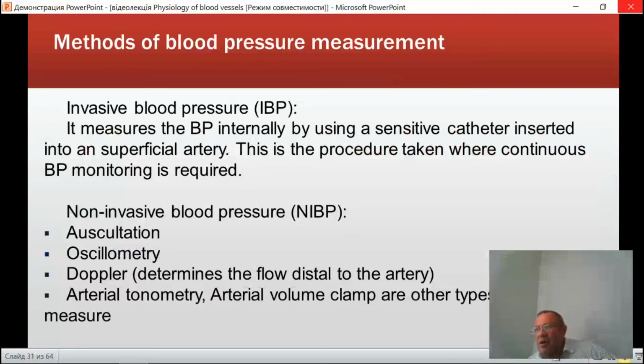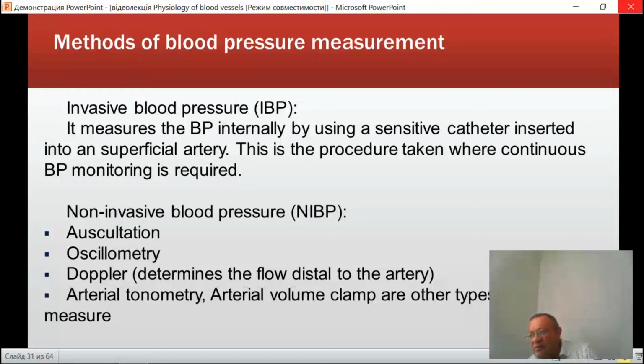Next, information about methods of blood pressure measurement. There are two types of methods: invasive and non-invasive. The invasive method measures blood pressure internally by using sensitive catheters inserted into the superficial artery. This is a procedure used where continuous blood pressure monitoring is required.